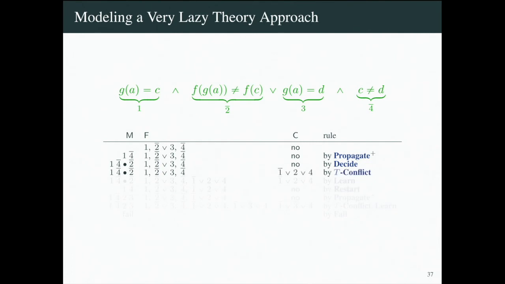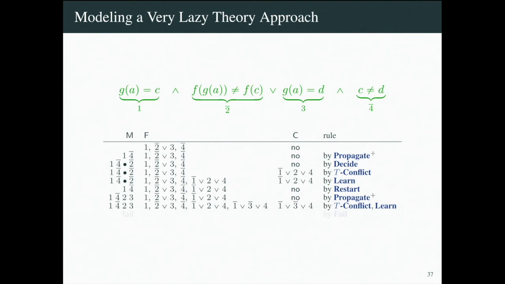And it comes back and it says, no, that's not okay. And the reason it's not okay is because if g of a equals c, that implies that f of g of a has to equal f of c by functional congruence. So just 1 and not 2 is already enough to be a problem. But the most basic idea would be just to say, okay, whatever you gave me is no good, so I'm going to give you a conflict that's basically the negation of the current assignment. So we learned that. We can restart, do some more work, and fail.